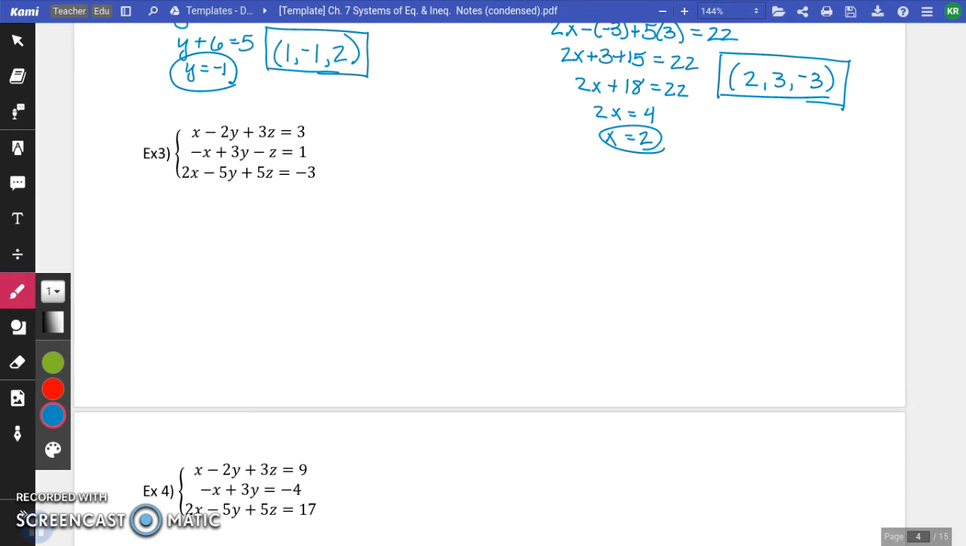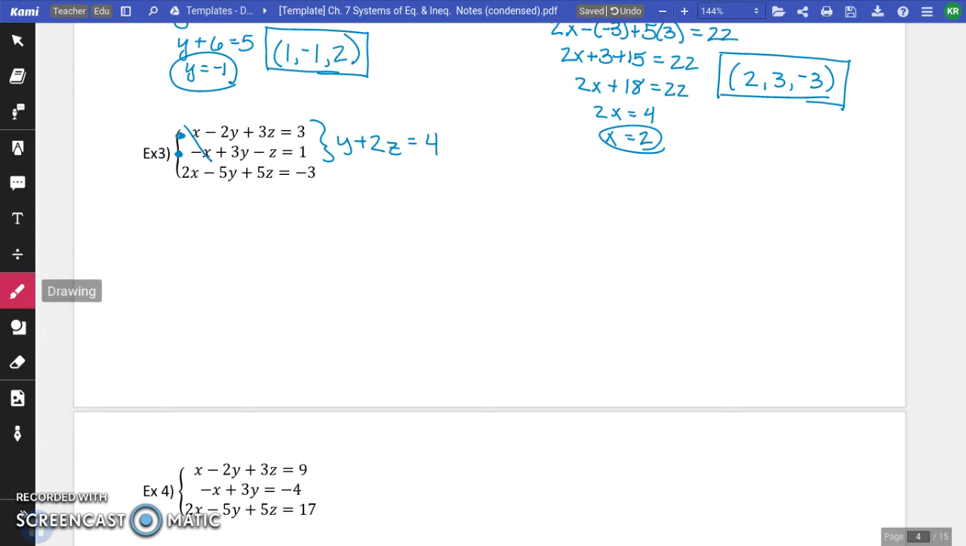I'm going to go with the x's because if you notice these first two, if I add these first two equations together, the x's are going to cancel immediately, and then I will get y plus 2z equals 4. Okay, so now I'm still going to get rid of x's, but I need to choose 2 different equations. So I have to use the third equation, because I haven't used it yet, and then one of the other 2 that I've used. I think I'll use the second one.